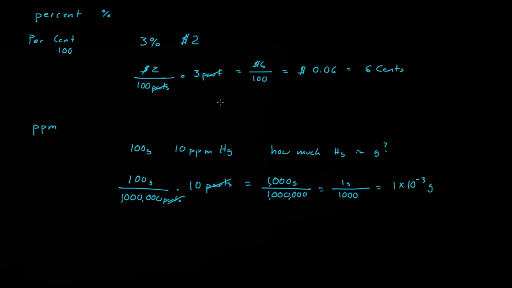So there is an extremely small amount of mercury within the solution. There is only 1 times 10 to the negative 3 grams of mercury in the solution, or 1 milligram of mercury. So that is how you do parts per million. And parts per billion is the exact same idea.